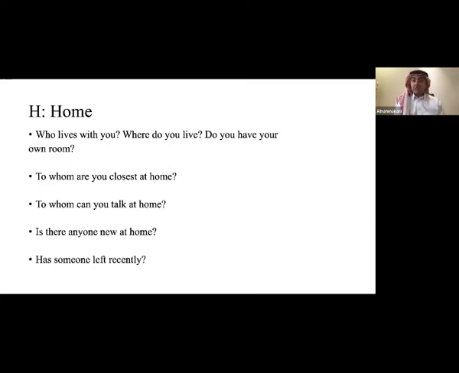When you ask about home, the first thing you ask is who lives with you at home, where do you live, which district in Riyadh, and do you have your own room, or do you live by yourself, or share a room with your brother, whatever. Then the second question is to whom are you closest at home, who is the closest person to you at home.